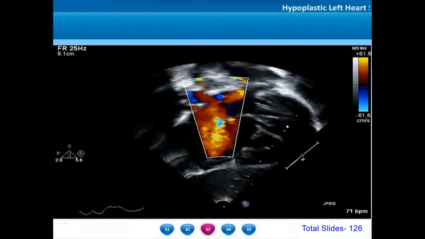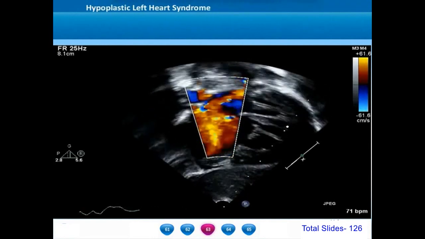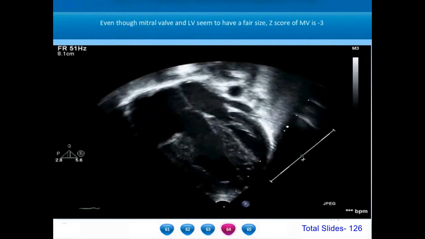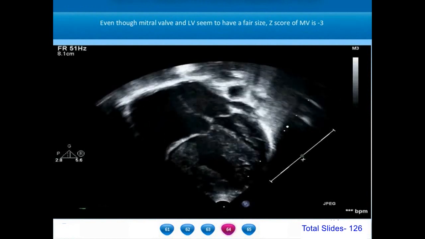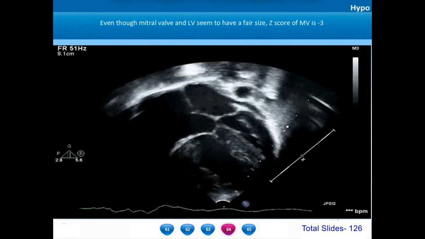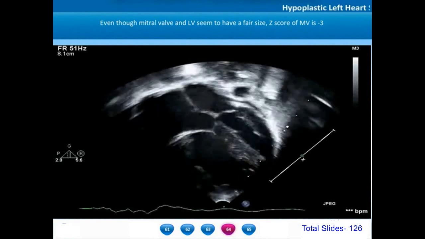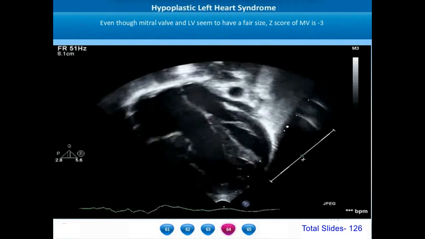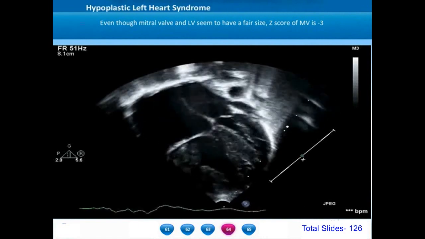Because of mild hypoplasia of the left ventricle and the mitral valve, there is an accelerated blood flow from the left atrium into the right atrium through the foramen ovale. The mitral valve and the left ventricle are hypoplastic. The apex of the left ventricle does not extend as far down as the apex of the right ventricle, and the mitral valve z-score is -3.